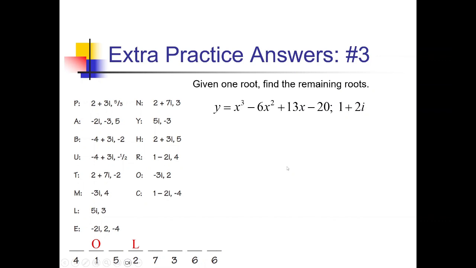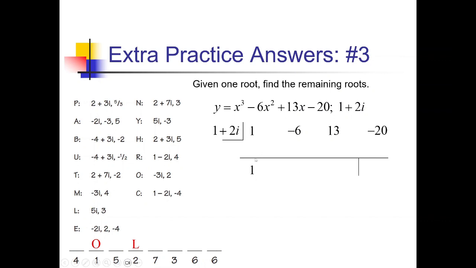On this next problem, things are going to get a little bit trickier, but let's start with our synthetic division. So we have a 1, negative 6, 13, and negative 20. And yep, you read that right. We have a box number, a root of 1 plus 2i. That's one big complex number that we're going to have to use every time, which is what makes this a little bit tougher. So let's bring down the 1.